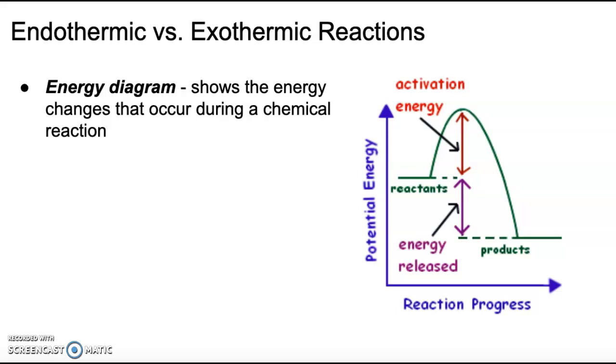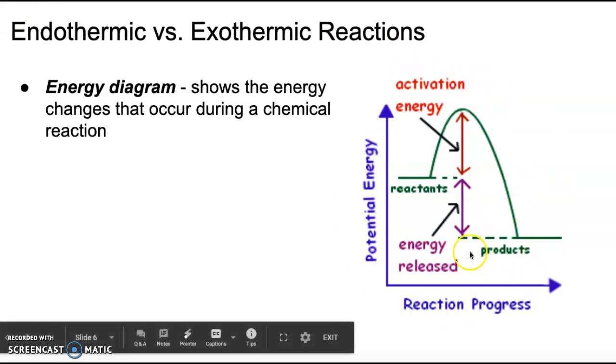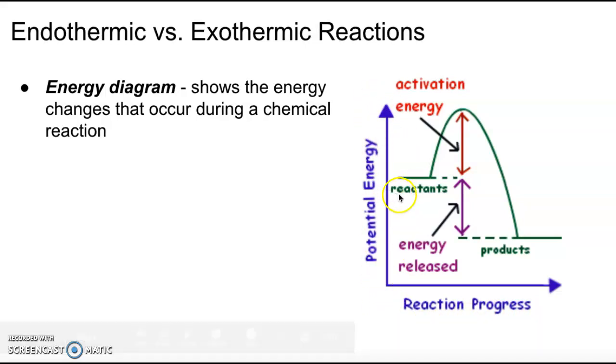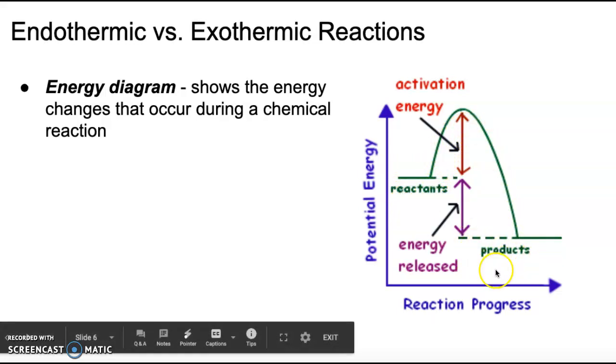To determine whether a reaction is endothermic or exothermic, we can look at something called an energy diagram. An energy diagram is just going to show the energy changes that occur during a chemical reaction. So I've got an example right here. You'll notice on the x-axis, we've got reaction progress, and on the y-axis, we've got potential energy. If we look from left to right on this green line, we can see that over on the left are the reactants, and over on the right are the products. That's what I mean by reaction progress, going from reactants to products in your reaction.